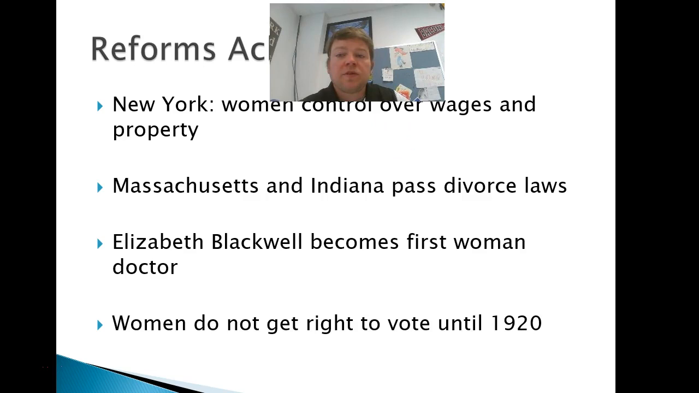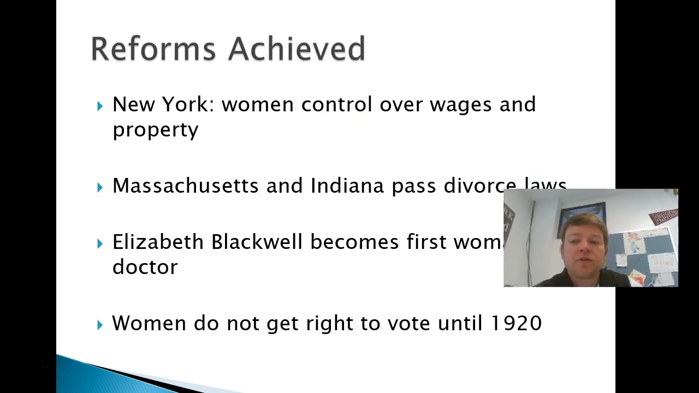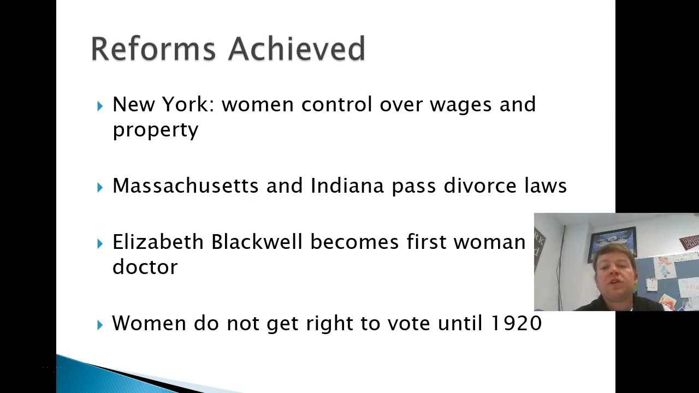All right, so let's take a look. Let me see if I can get, let's go down here. That's better. So, reforms achieved. In New York, laws were passed that gave women control over their wages and over property. Massachusetts and Indiana are going to pass laws that allow for divorce. And that was, again, another thing that women did not have the right to do. They could not divorce their husband. A husband could divorce a wife, and you can see the issue with that. If a husband divorces a wife, you've got huge issues because, remember, women can't own property or money. So then they're left pretty much destitute. They have no control over their children and things like that.